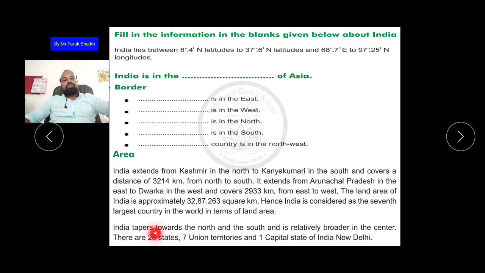There are total, how many states are there now? Before there were 29, and now it has changed. So total how many states are there? 28, and 9 union territories. How many union territories are there? A total of 9. 2 were added, Ladakh and Jammu and Kashmir, and the capital of India is New Delhi.